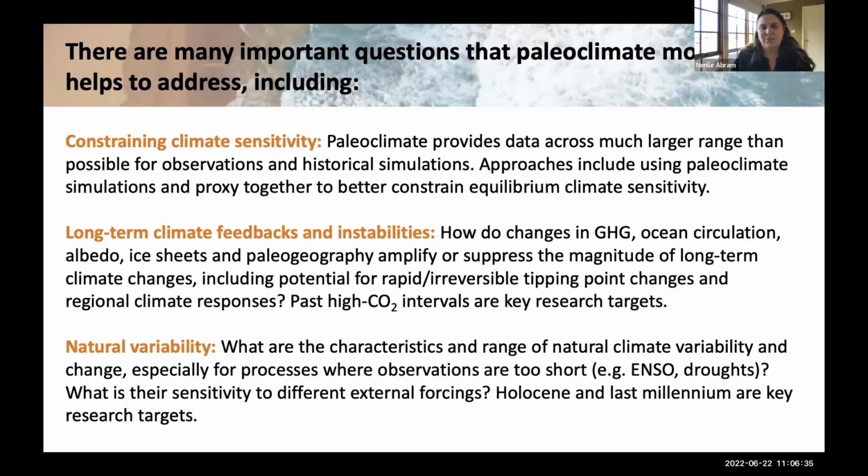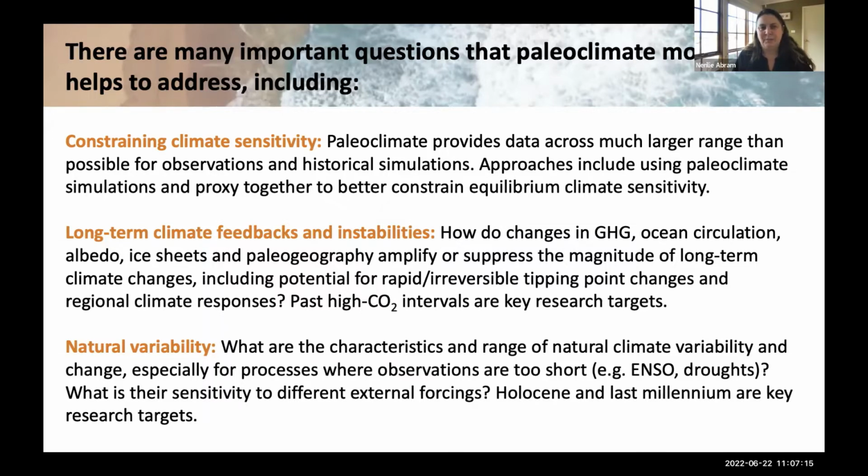There are also long-term climate feedbacks and potential for rapid or irreversible instabilities in the climate system. We know from the paleoclimate record that these have happened in the past. What we're not so sure about is at what point we trigger these, and some of the really long-term implications of the climate changes that we're putting in place now. So things like how do changes in greenhouse gas concentrations, ocean circulation, albedo, ice sheets, paleogeography, all of those types of things, come into play once we start thinking about climate change on longer timescales?